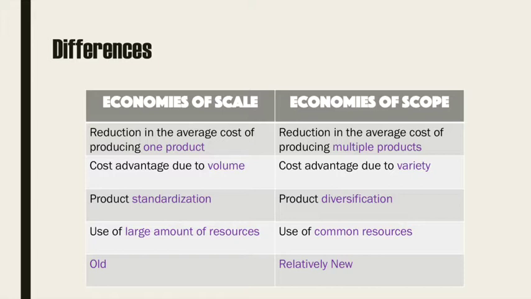Also, economics of scale is used to produce a larger volume of output. However, economics of scope is used for common resources. Finally, the economics of scale strategy has been used by organizations for a long time. Conversely, economics of scope is a relatively new strategy.